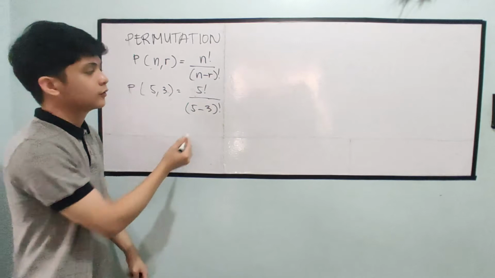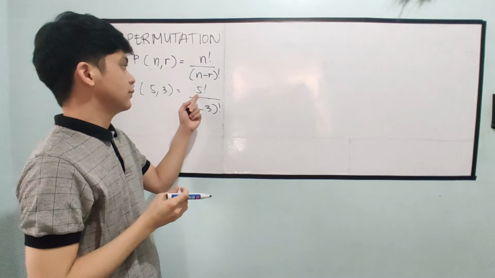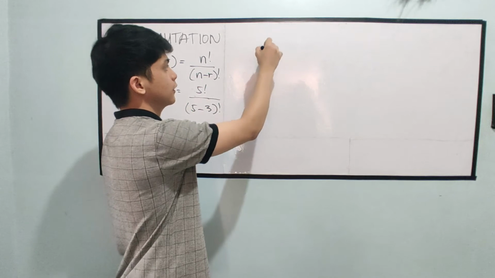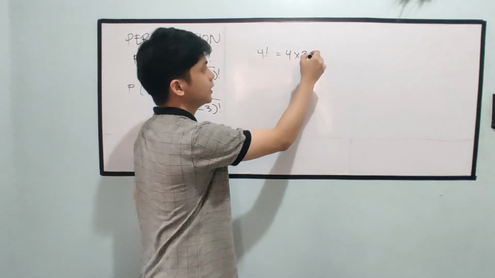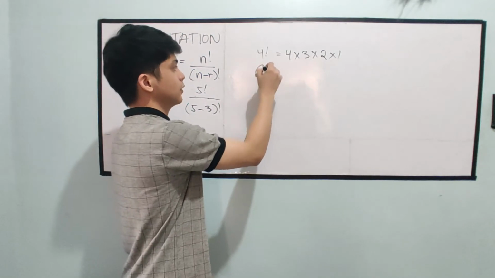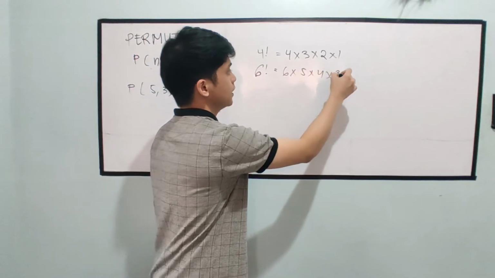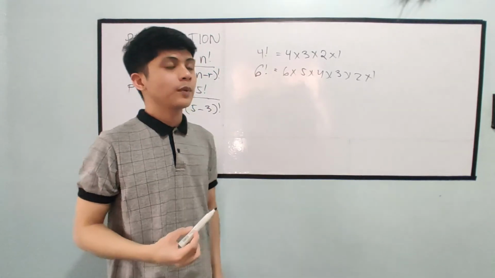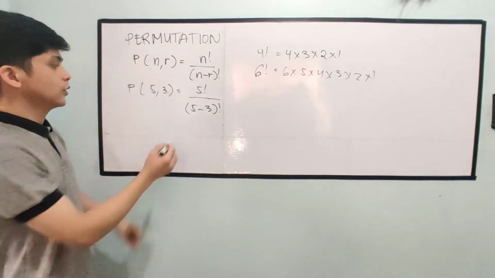Then, anong ibig sabihin ng factorial? So ganito lang yan. I-multiply mo lang lahat ng numbers na less than dito sa number na to, sa kanya. So for example, 4 factorial, equivalent lang yan sa 4 times 3 times 2 times 1. Another example, 6 factorial, 6 times 5 times 4 times 3 times 2 times 1. So ganun lang yan, parang nagbilang ng pababa in descending order. Tapos multiply mo silang lahat. Okay? So gagawin natin to dito.